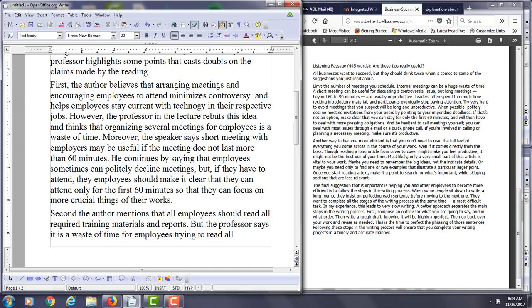So it says he continues by saying that employees sometimes can politely decline meetings, but if they have to attend, the employees should make it clear that they can attend only for the first 60 minutes so they can focus on more crucial things in their work. And typically we use work as an uncount noun, which means it does not have the plural s ending. Okay.